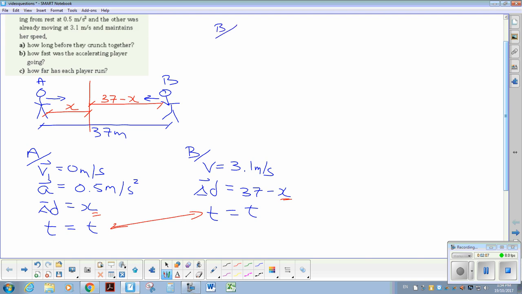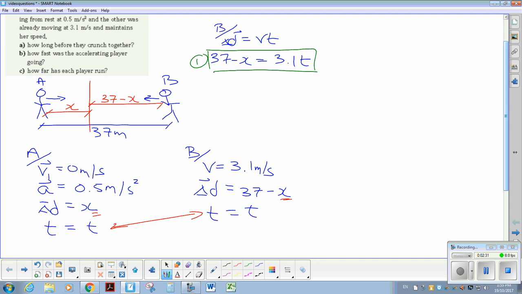It's uniform, so it's usually the easier equation. Delta D equals vt. So 37 minus X equals 3.1, the velocity, times time. All right, two unknowns. Okay, so I'm kind of stuck. I have one equation, two unknowns.